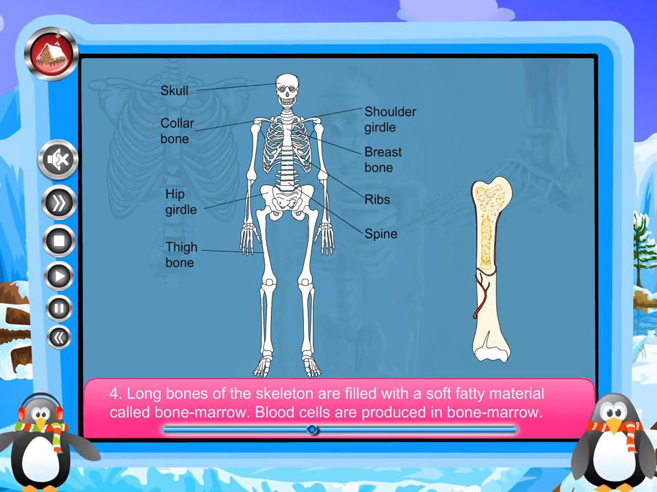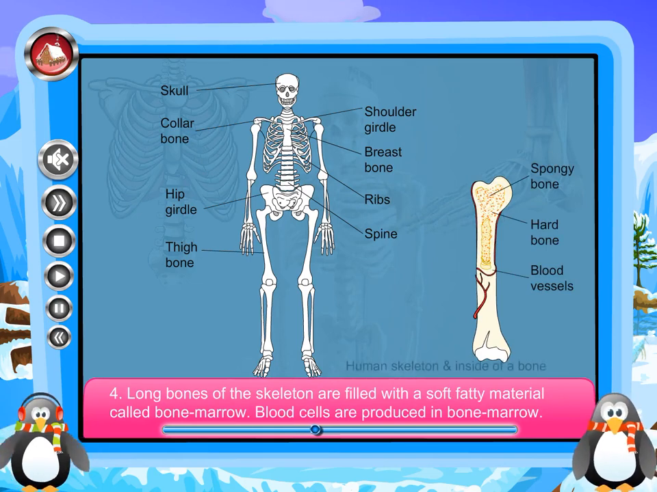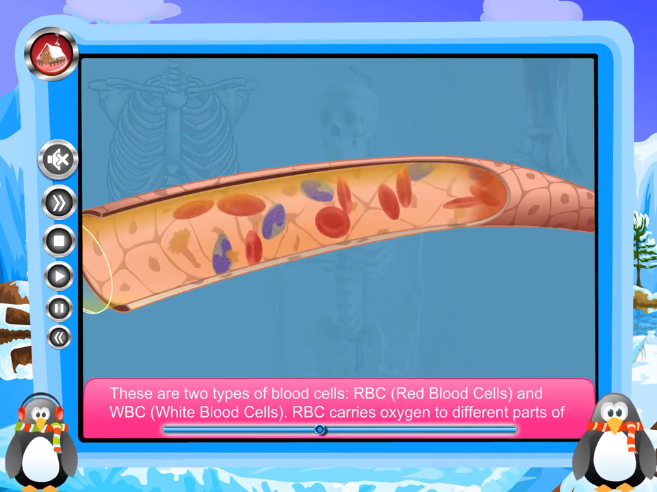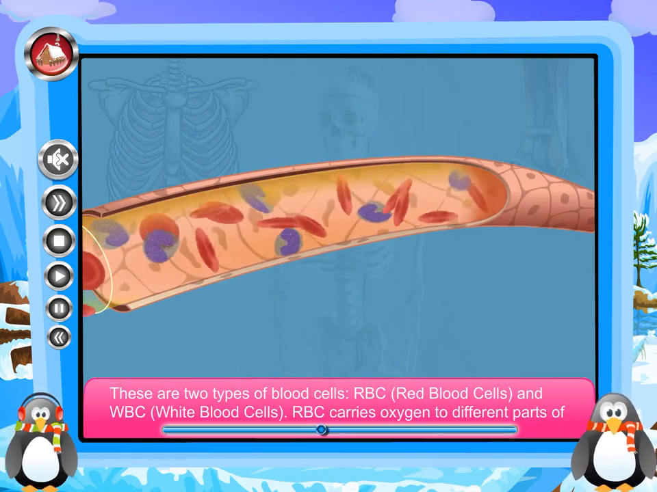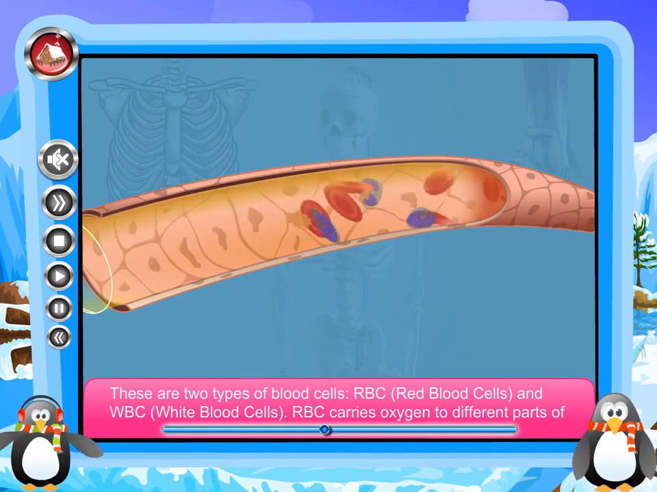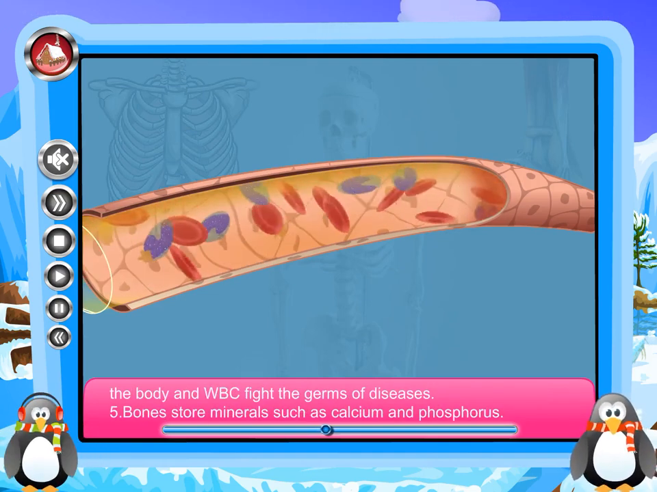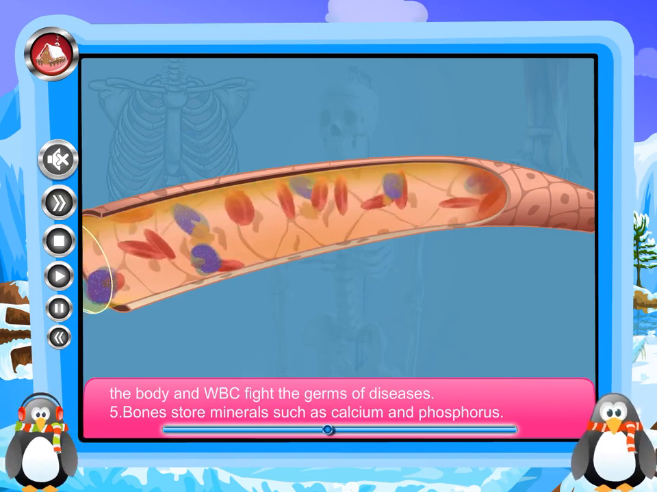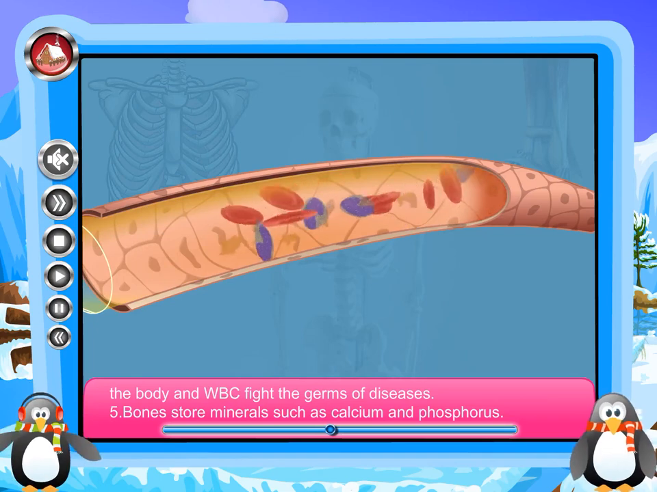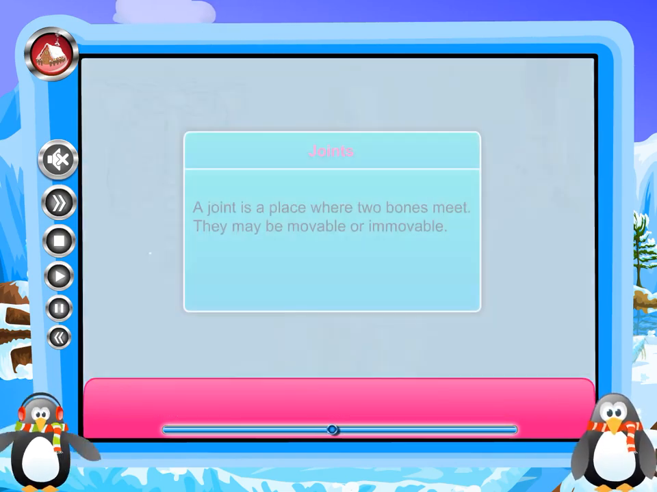Long bones of the skeleton are filled with a soft, fatty material called bone marrow. Blood cells are produced in bone marrow. There are 2 types of blood cells: RBC, red blood cells, and WBC, white blood cells. RBC carries oxygen to different parts of the body, and WBC fights the germs of diseases. Bones store minerals such as calcium and phosphorus.